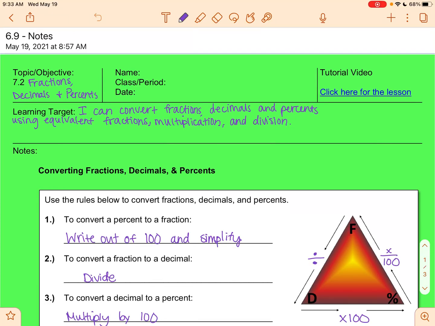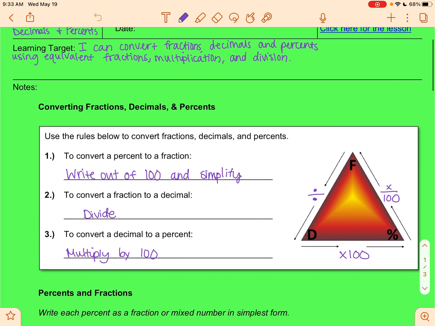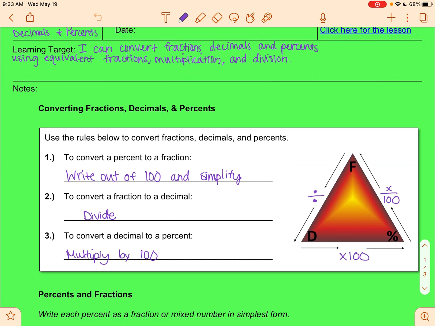Hi, 6th graders. Today we are doing 6.9, which is about fractions, decimals, and percents. Our learning target is I can convert fractions, decimals, and percents using equivalent fractions, multiplication, and division. So here are the rules for converting fractions, decimals, and percents.